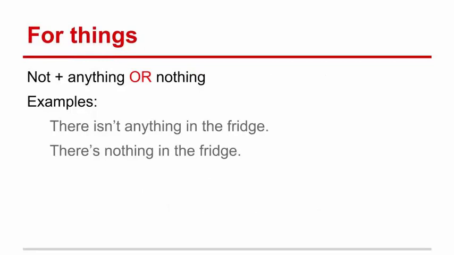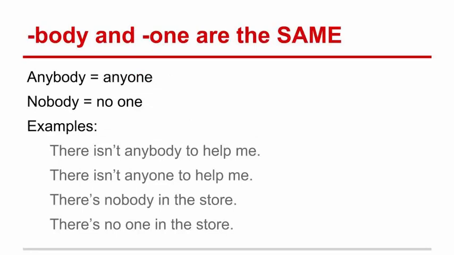For things, we use not plus anything or nothing. Examples: there isn't anything in the fridge. There's nothing in the fridge. The suffixes body and one are the same. You can use anybody or anyone, and you can use nobody or no one.